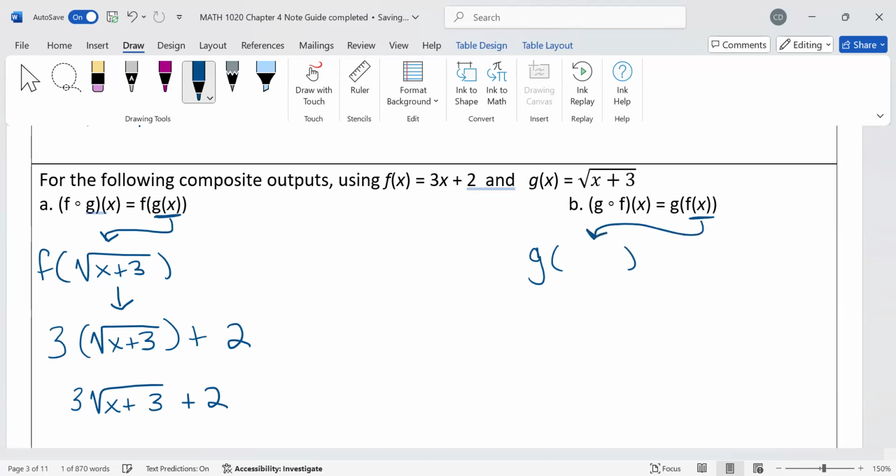And then we're going to find g of 3x plus 2. That's what f of x is. We write g all the way out with a big set of parentheses where the x is. Again, just like we would be plugging in a number. But instead of plugging in a number, we're going to plug in 3x plus 2.